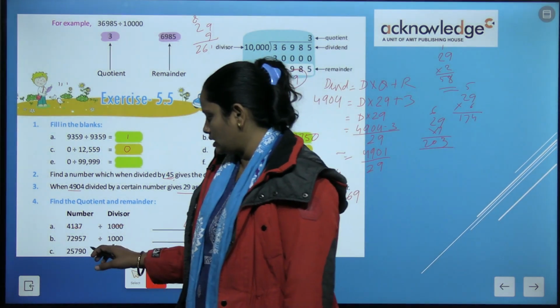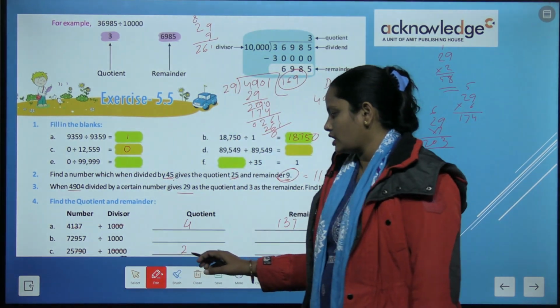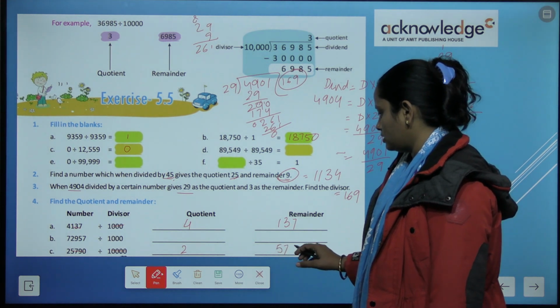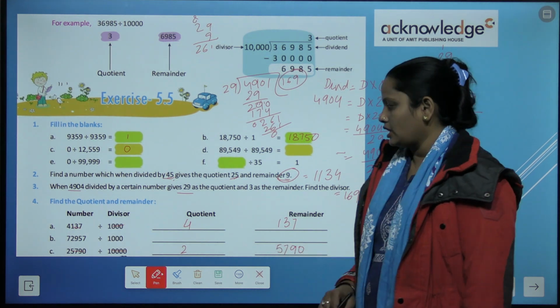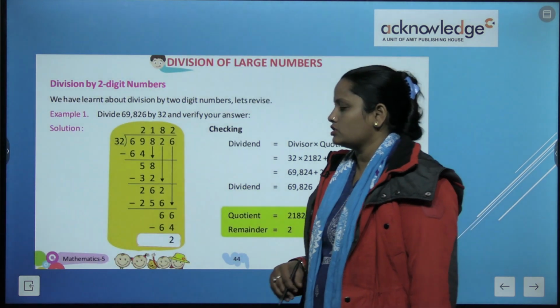सिमिलरली लेट्स डू द सी पार्ट. कितने जीरो है? 4 जीरो. पीछे के 4 नंबर्स हटा देंगे. 2 इज आवर क्वेश्चन एंड बचे हुए जो नंबर्स हैं 5790, ये है हमारे रिमाइंडर. So similarly, you have to do the rest of the questions.